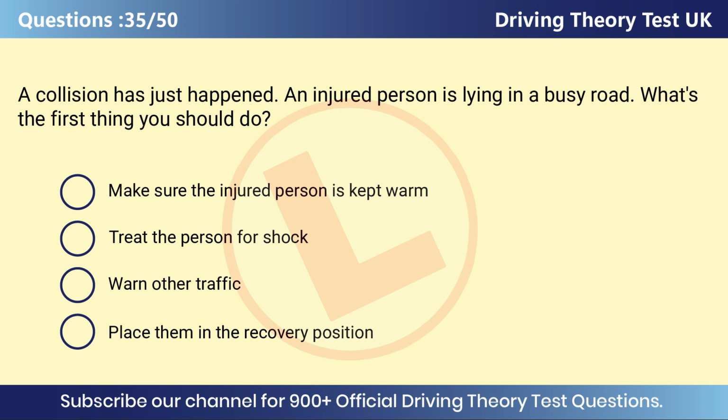Question 35, a collision has just happened. An injured person is lying in a busy road. What's the first thing you should do? A. Make sure the injured person is kept warm. B. Treat the person for shock. C. Warn other traffic. D. Place them in the recovery position.